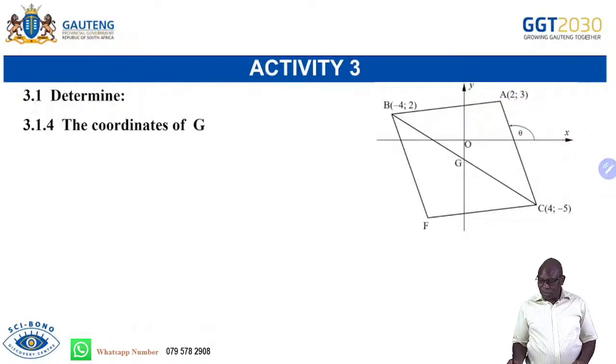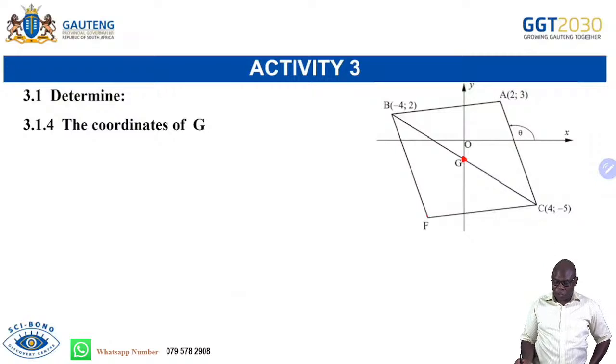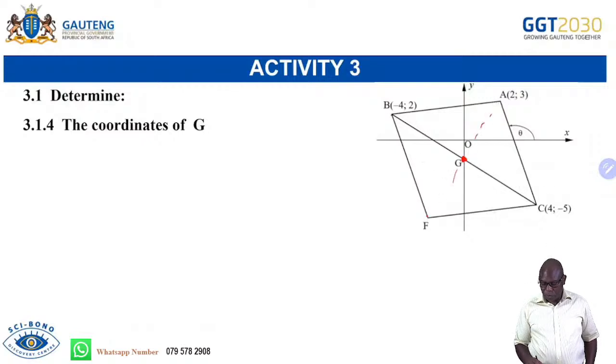The next one is an interesting one, where we need to calculate the coordinates of G. I don't even have the coordinates of F. What was I told about G? We were told that G is the midpoint. If we go back and check our statement there, G was the midpoint of it. So for me to get the midpoint, in other words, I'm not going to use this line. I'm going to use this line.